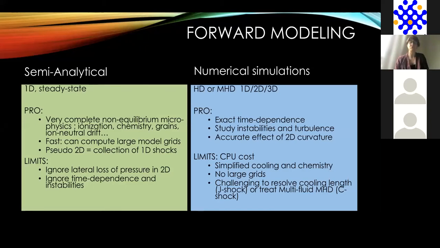Usually you have to use a simplified cooling and chemistry because otherwise it becomes prohibitive. It's very challenging to resolve the cooling length if you have a dense shock, or to treat multi-fluid MHD. We're going to see that later when you have ions and neutrals that are decoupled. You have extra waves that you have to take into account. That is very numerically challenging. And also, usually the cooling length is much smaller than the size of your system. So you would need, of course, AMR and a high level of AMR. And even with that, it's pretty hard to do. And of course, you cannot do large grids.